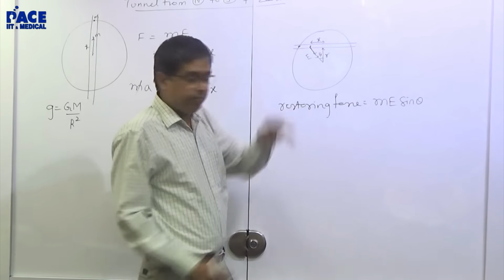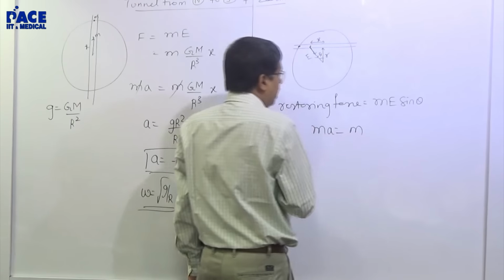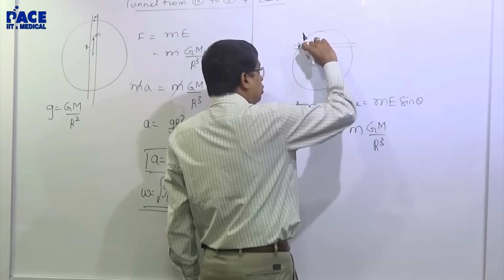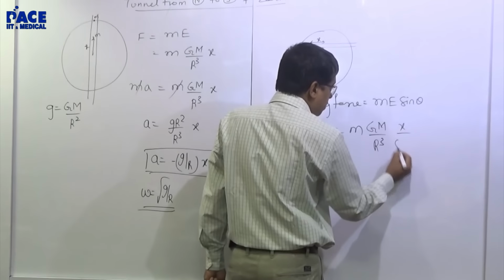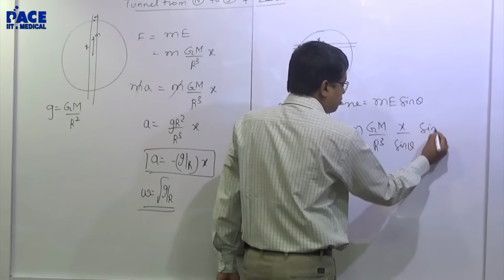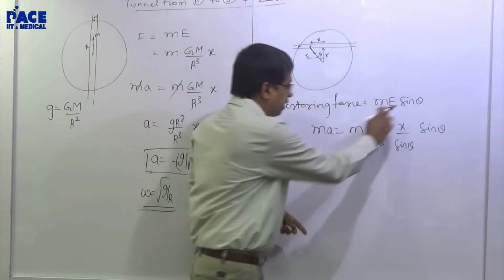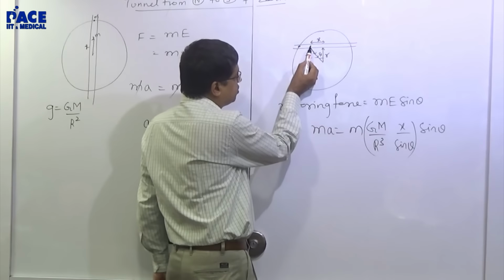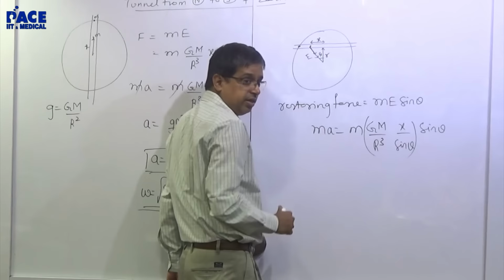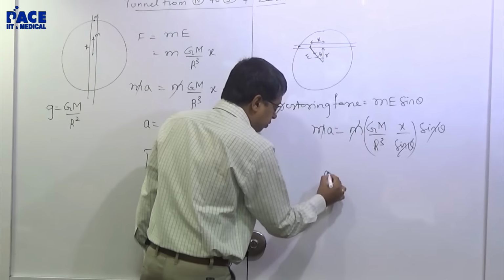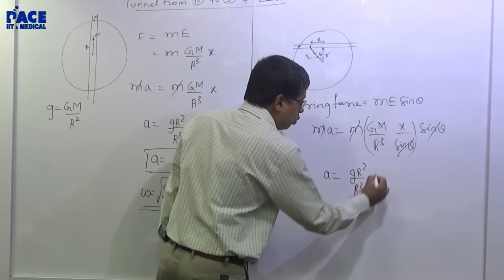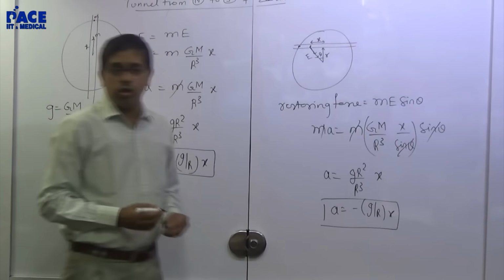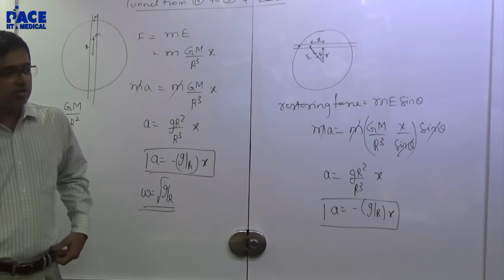Is everybody clear about it? Now this will be m into a. This will be m into, what is the value of the field? G capital M by R cube into this distance. What will this distance be? x by sin theta, into this sin theta. Small r was the distance of this point from the center, and the distance is x by sin theta. Now these both will get cancelled out. gR square by R cube into x. a is equal to minus g by R into x. Time period will be 2 pi under root R by g, 84.6 minutes.